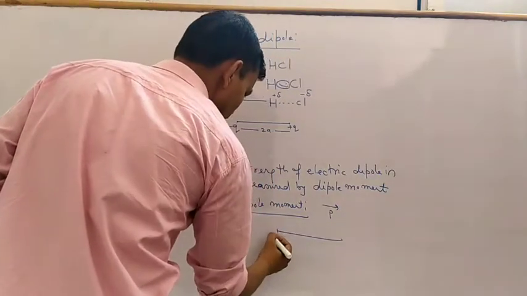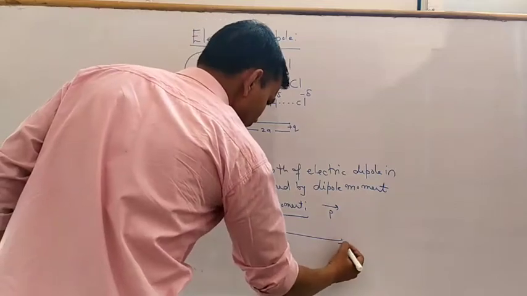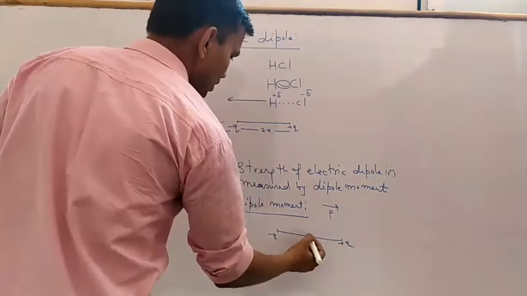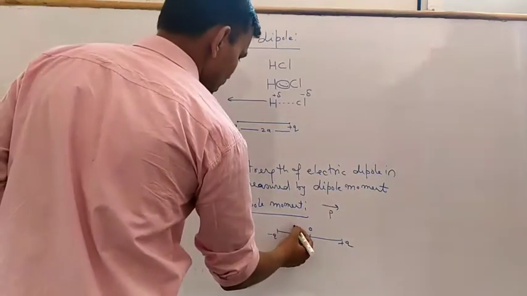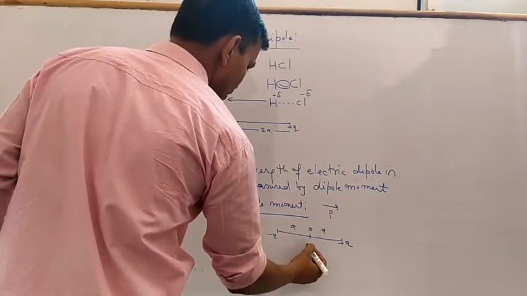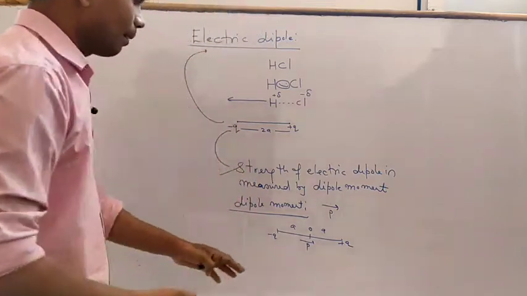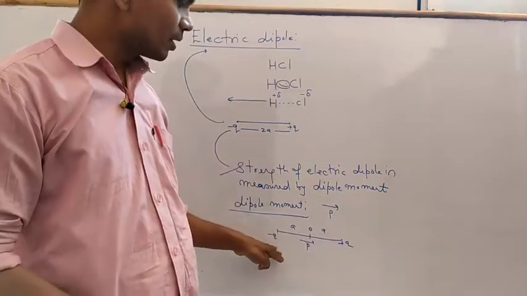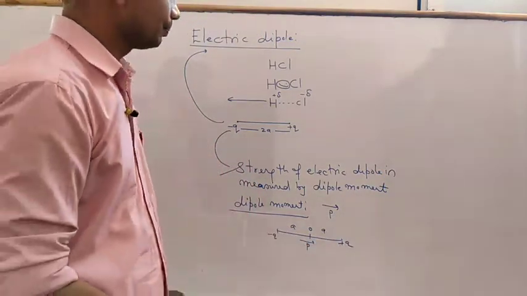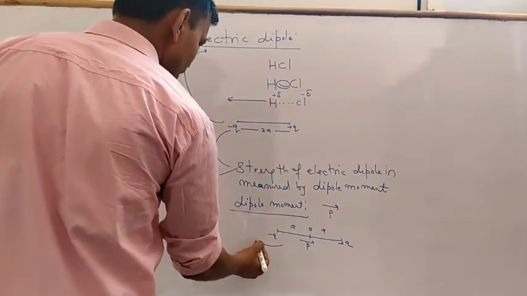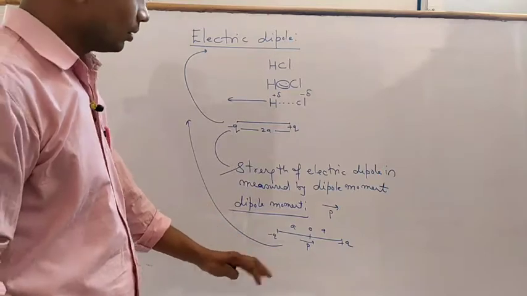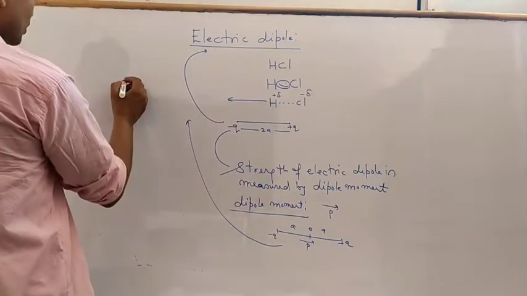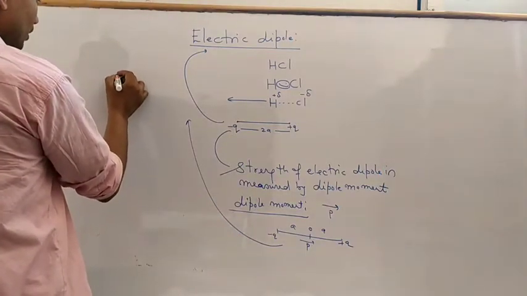Suppose this is the dipole we are making, with minus q and plus q. Here this is the center of the electric dipole, and suppose this length is a and this is a. So the direction of dipole moment is from negative to positive. And numerically, how can we define this? This is the electric dipole moment, vector p.